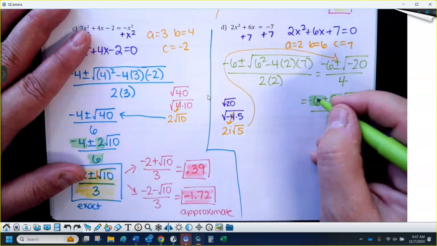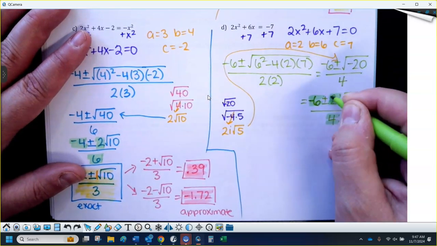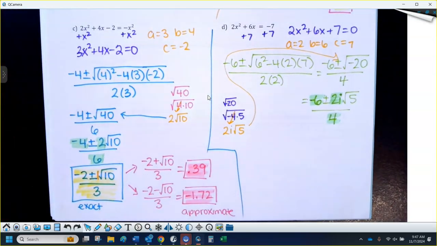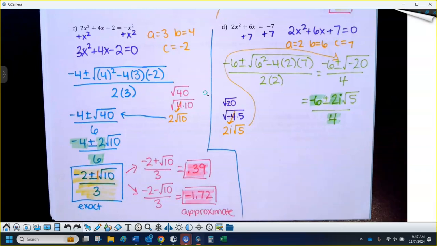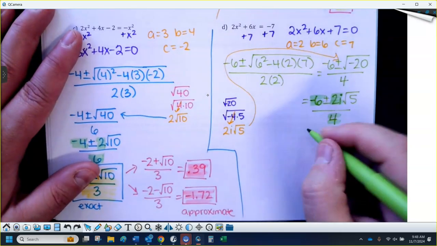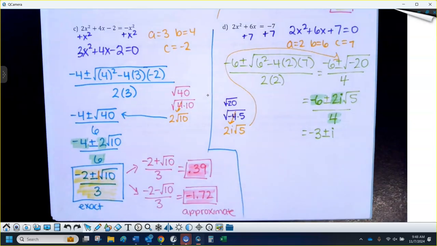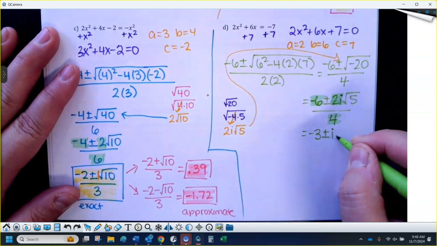This was a bad marker choice. Forgive. It doesn't matter if it has an i or not. All 3 of those numbers are divisible by what? 2. So you can reduce it. If any one of those doesn't have a greatest common factor with the others, then just leave it alone. But in this case, they all do reduce. So this is just going to become negative 3 plus or minus. We would just have one i, so typically you would just see the letter i and not the number 1.